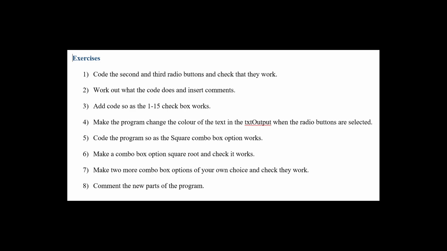Code the program so that the square combo box option works. Make a combo box option square root and check it works. Make 2 more combo box options of your own choice and check they work. Comment the new parts of the program.